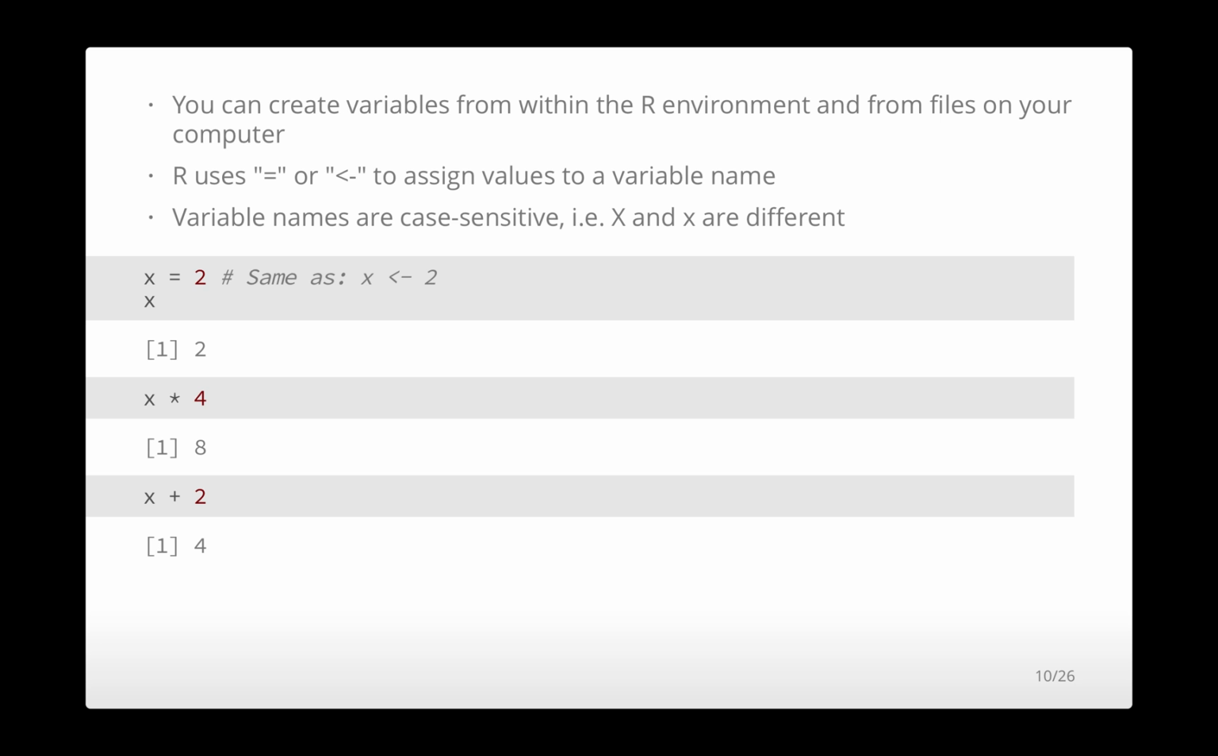Now, if you run this command, X equals 2, you will see something pop up in your environment that says X. If we just type X, it'll print out 2. If we take X times 4, it'll be the exact same thing as 2 times 4. We'll get 8. X plus 2, get 4. So the equal sign is how you assign things. And sometimes you want to assign it to just a number, a whole set of numbers, a column, a data set, and so on.